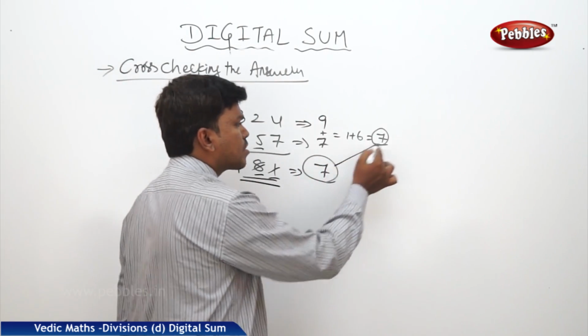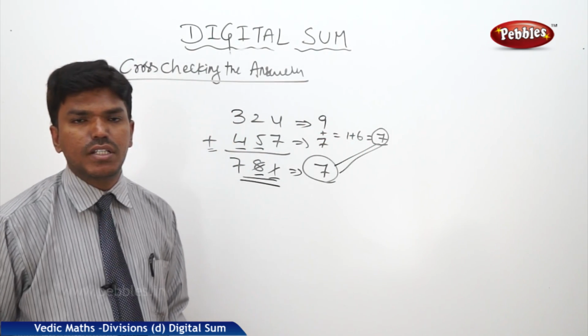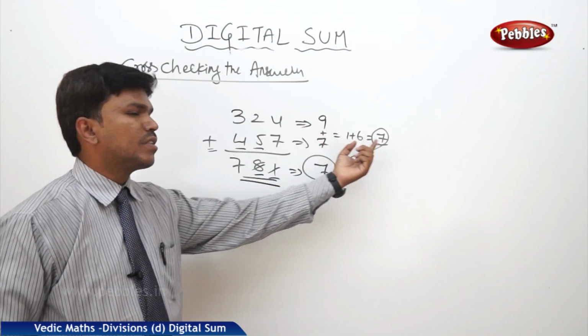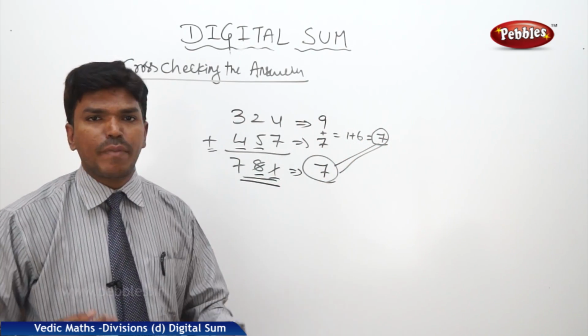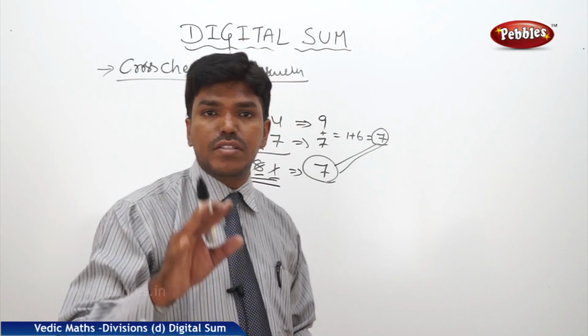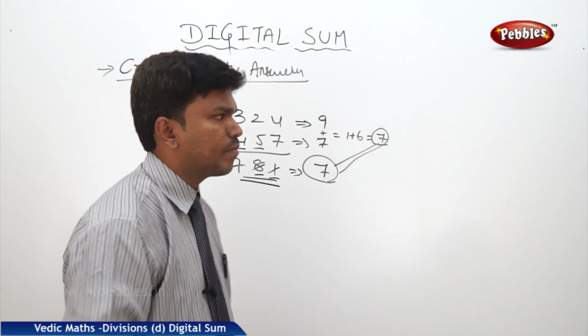If both the digital sums are matching, that is the sum of the two numbers as well as the answer, then your answer is correct. But if they are not matching, your answer is 100% wrong. One more example.